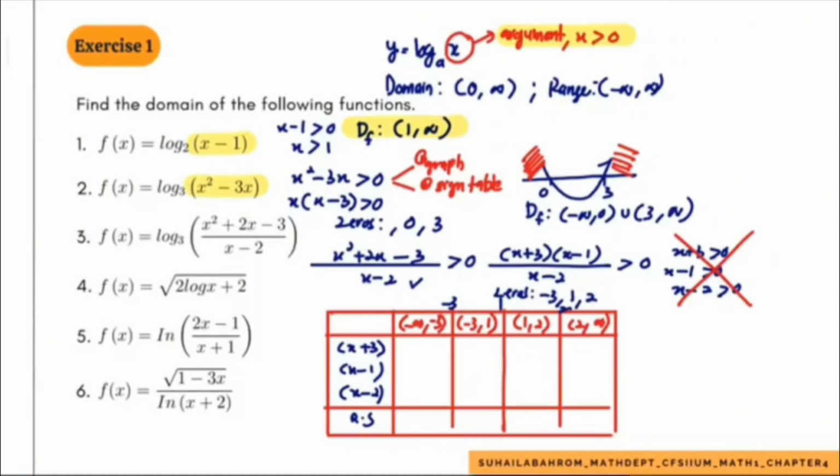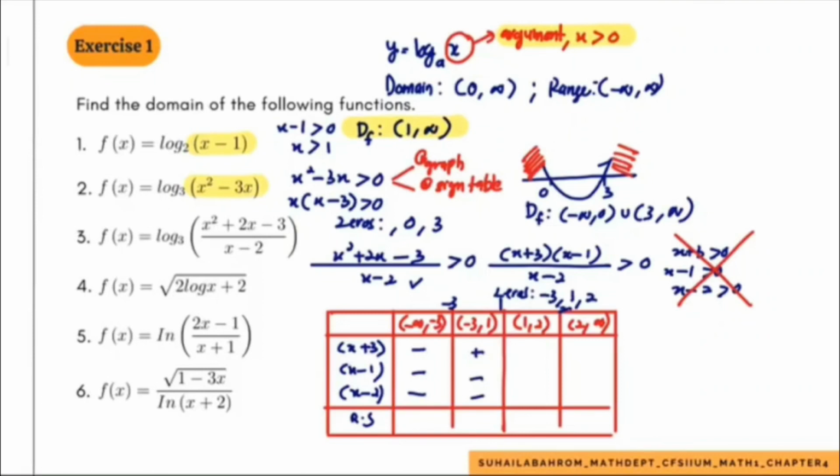So for the first interval, if you have a test point of negative 4, for the first factor we will get negative, the second one also negative, and the third one also the negative sign. So we will have negative, negative, negative. Same goes to the next interval from negative 3 until 1. We can choose the value of 0. When you substitute, you will get the sign for the first factor as positive. Next, negative. This one is negative.